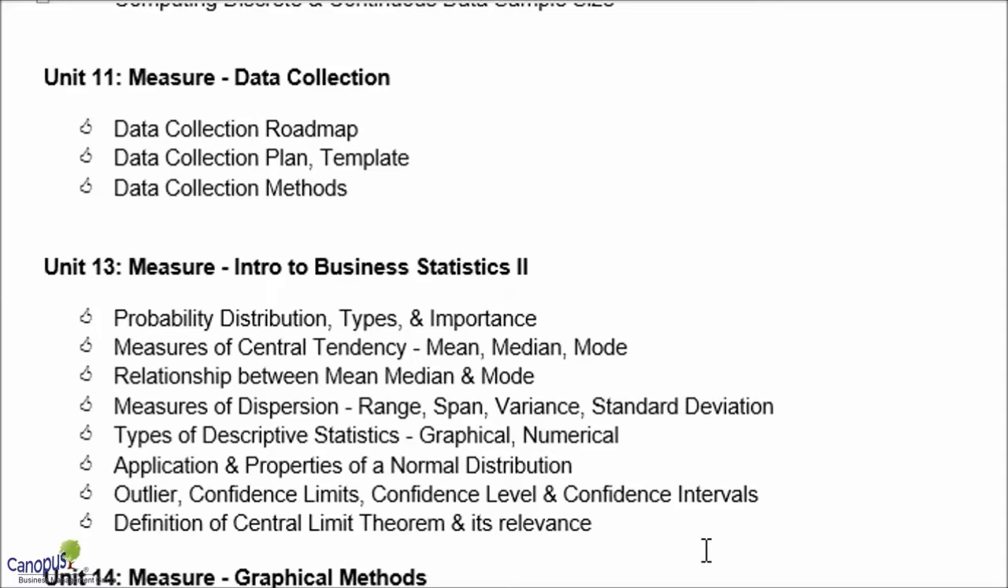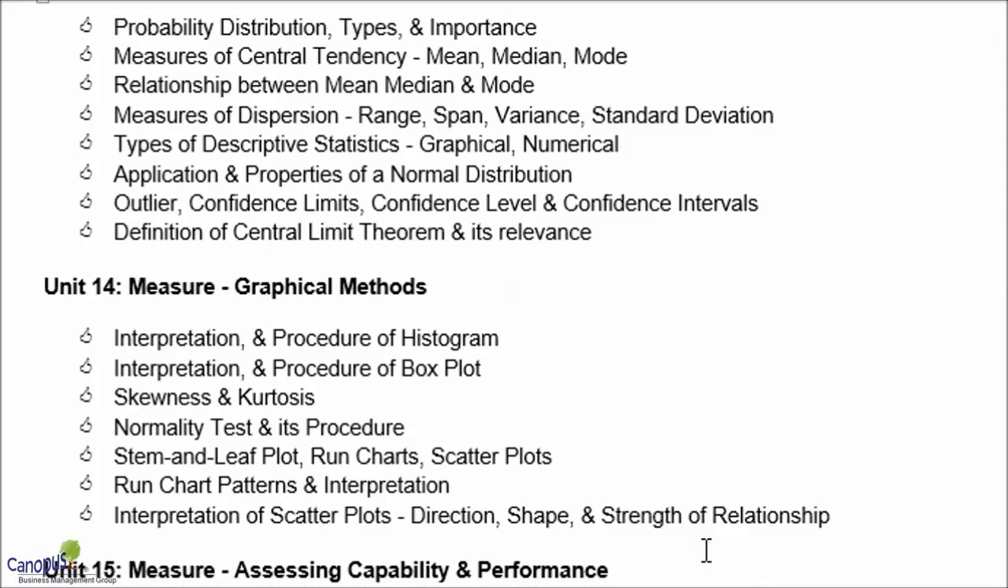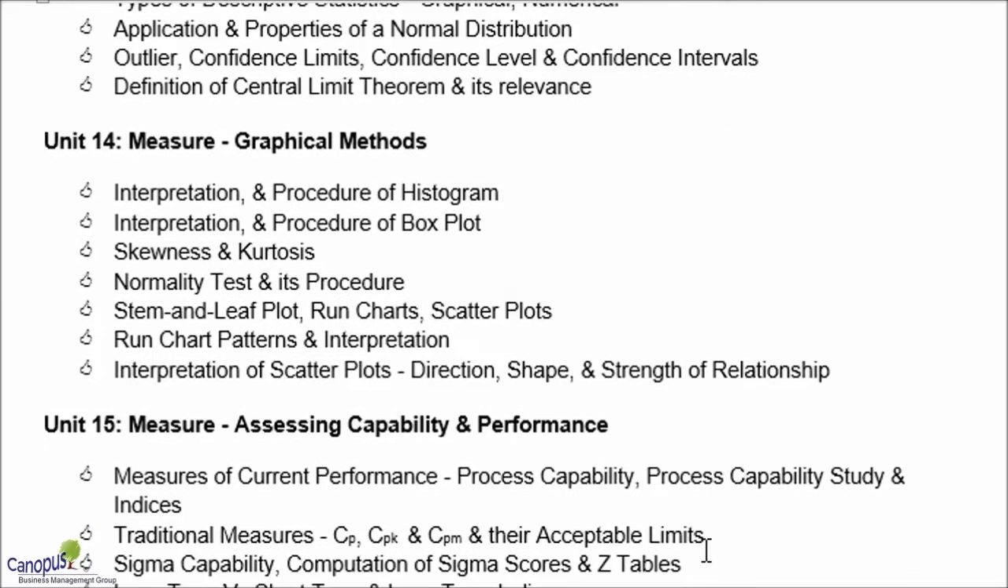As far as the statistics is concerned, in this lecture, that is Intro to Basic Statistics, we talk about descriptive statistics, we talk about central tendency, we talk about measures of dispersion, normal distribution, confidence interval, central limit theorem, and so on. Graphical tools, we are covering histograms, box plots, skewness, kurtosis, we're touching upon stem and leaf plot, run charts, scatter diagram, and so on.